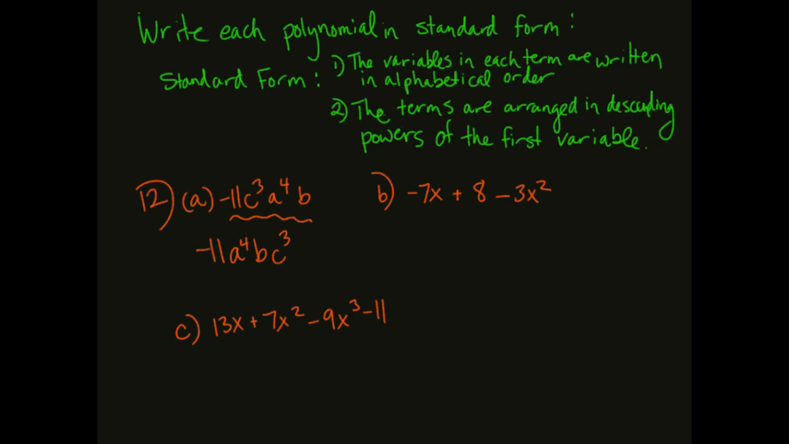Okay, moving on. The next one here, negative 3x to the second, because that's the highest degree, minus 7x plus 8. Keep in mind, in this case, this is the leading term. Okay, and then on this one, looks like the highest degree is the third. So it's going to be negative 9x to the third, then 7x squared plus 13x minus 11.